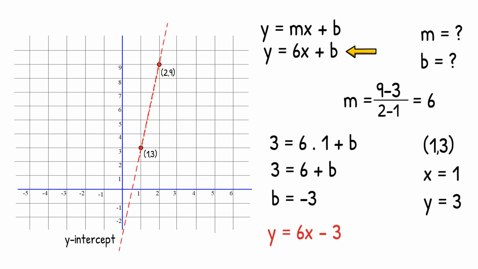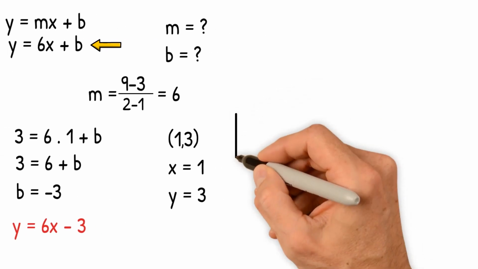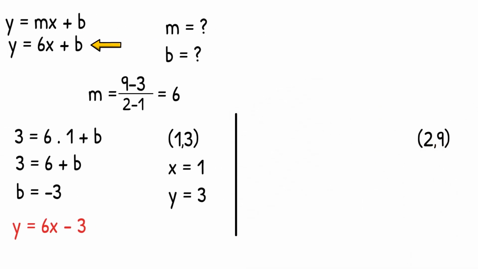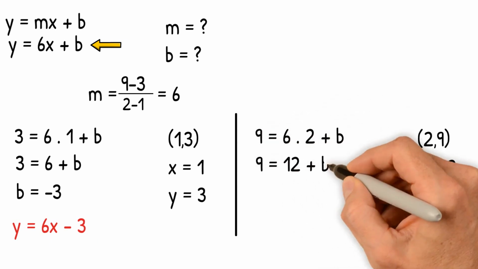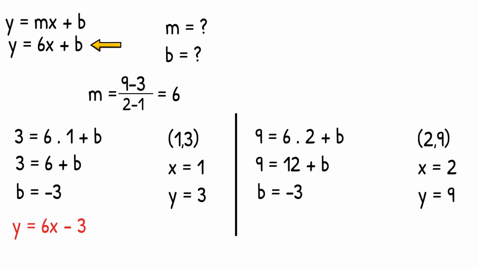You may wonder what would happen if we used 2, 9 instead and substituted those values into the equation, and the result will be exactly the same. b will still come out to be negative 3. In this case, y would be 9, 6x would be 6 times 2, which is 12, and you'd have 9 equals 12 plus b, and solving for b, you get b equals negative 3.